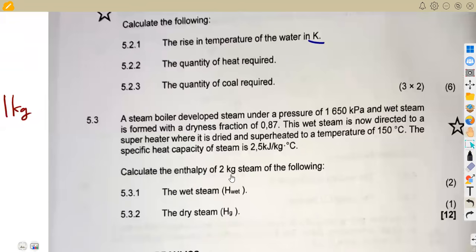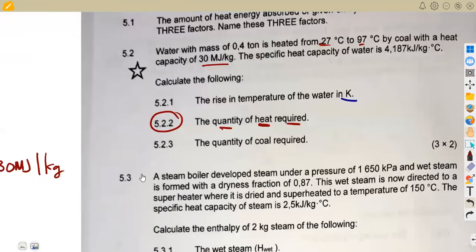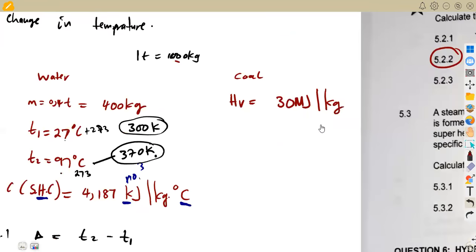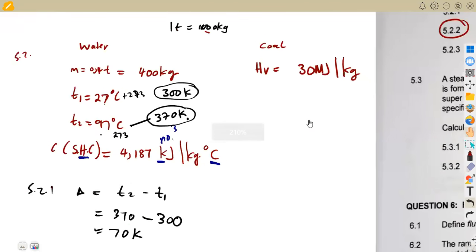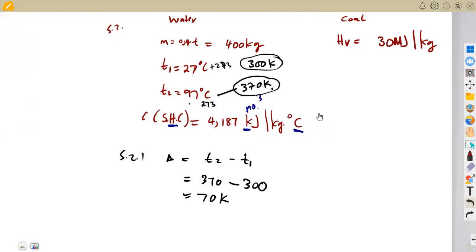The second part, they need us to calculate the quantity of heat required. So in order for us to have the heat, we are going to consider the two that we have, the one that was heated and the one that is heating, the water and the coal. So the coal is the one that is heating, but here, in order for us to have the heat, which is E, we must have the mass, because it's mass times the heat value. So we do not have this mass. So meaning to say here, we are bound not to find the heat this way.